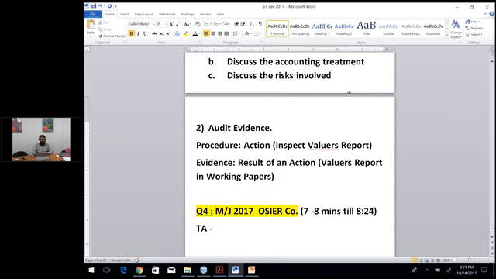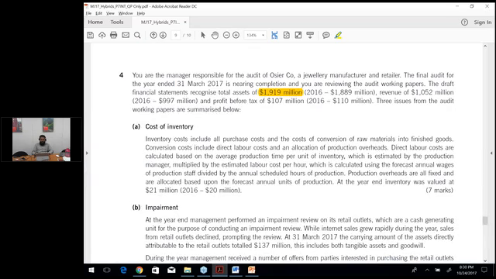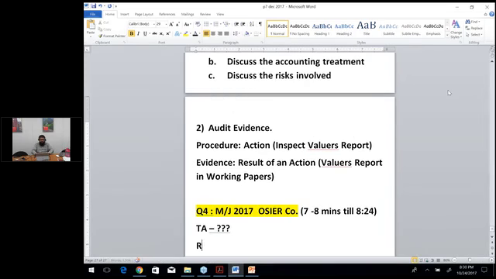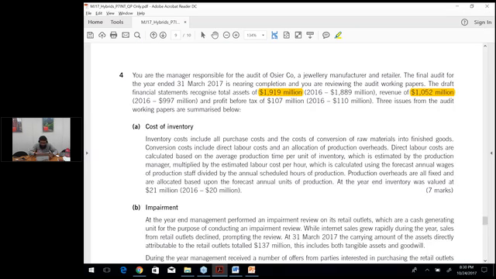Can somebody please share the growth rate for the total assets, the change in the total assets? At the same time, revenue of 1052. Last year it was 997. The change in the revenue also needs to be considered. And profit before tax has gone down. You see, the revenue has gone up, but the profit before tax has gone down. Three issues from the audit working papers are summarized below.